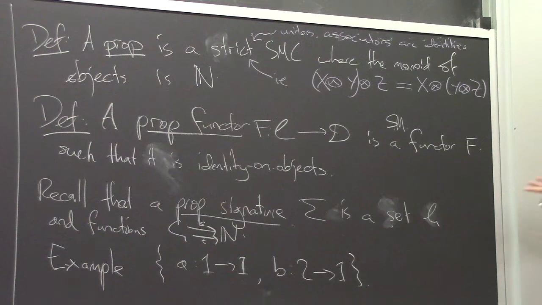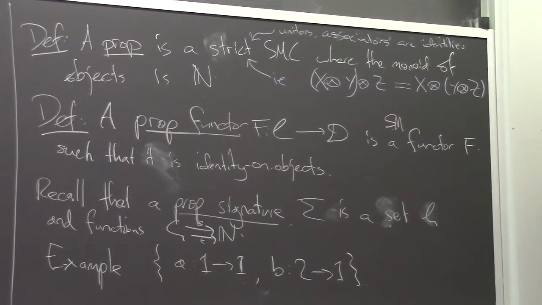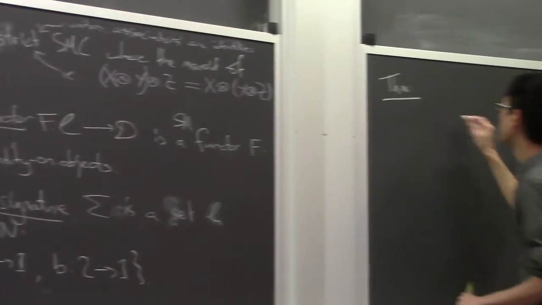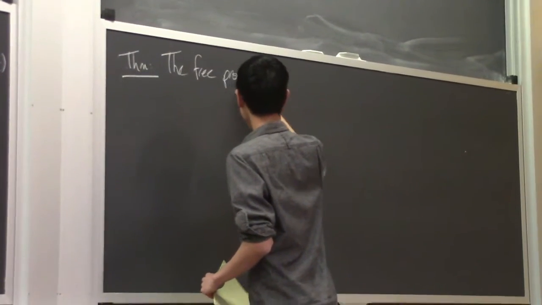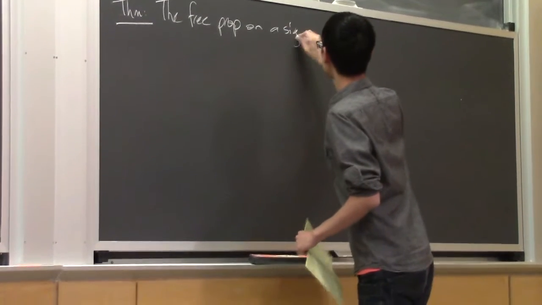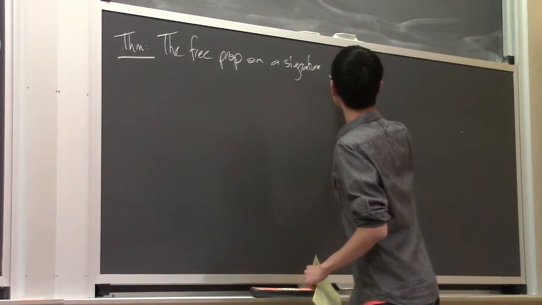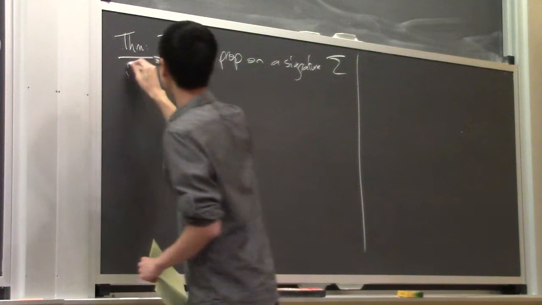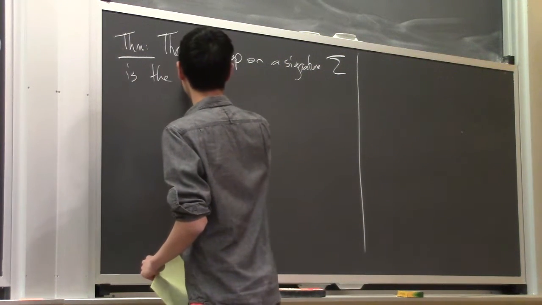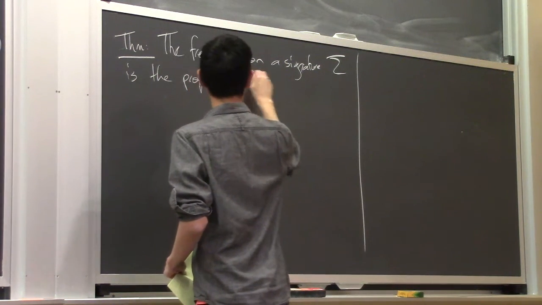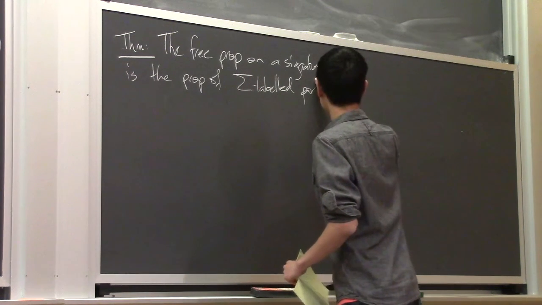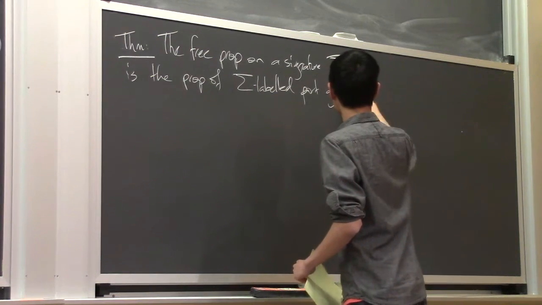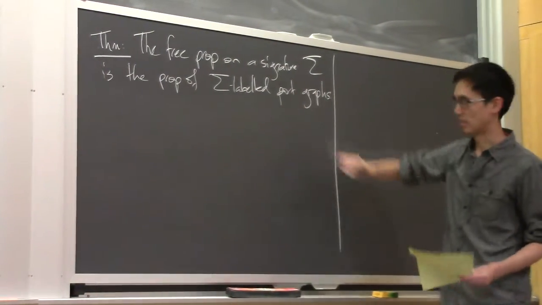So I won't write out the category of prop signatures, but there's a theorem that says the free prop on a signature sigma is the prop of port graphs, sigma-labelled, which we talked about last time.